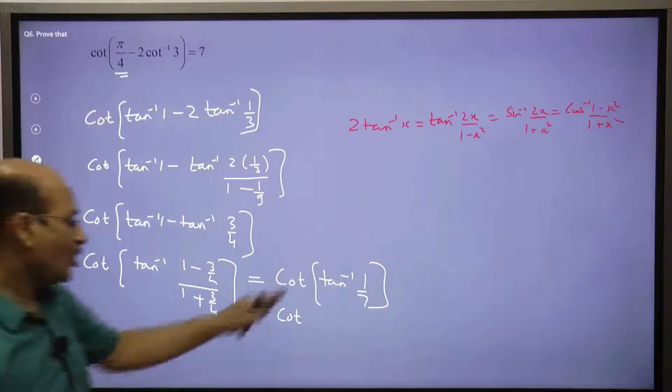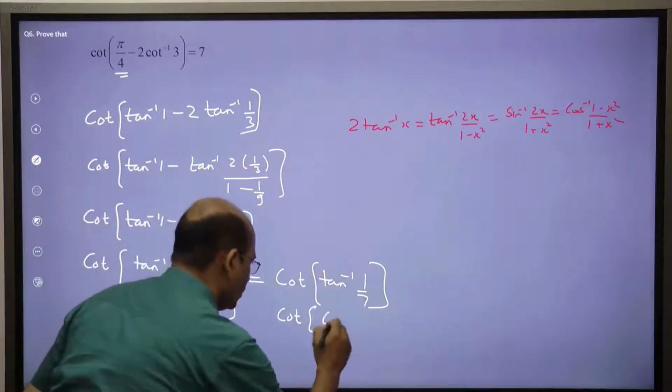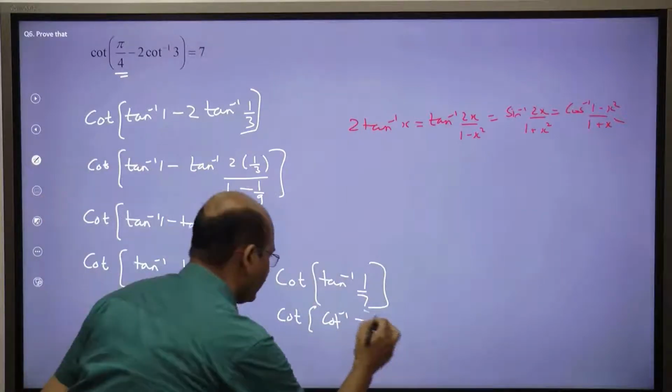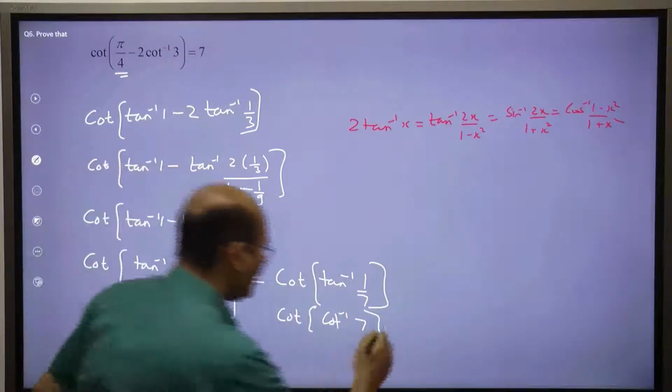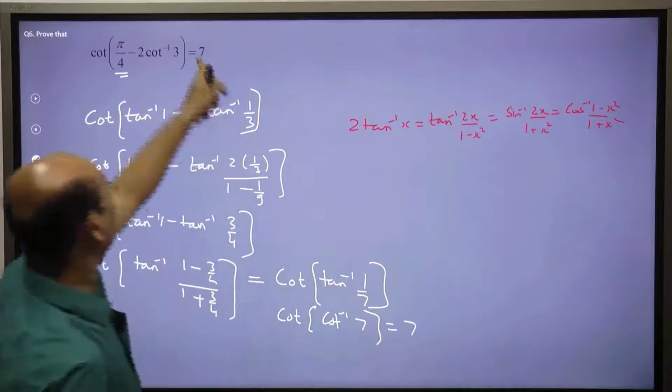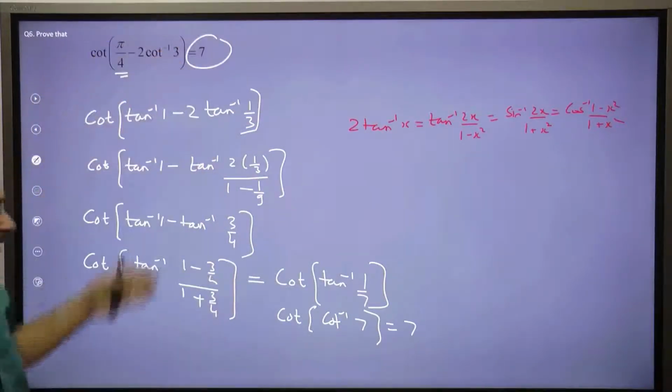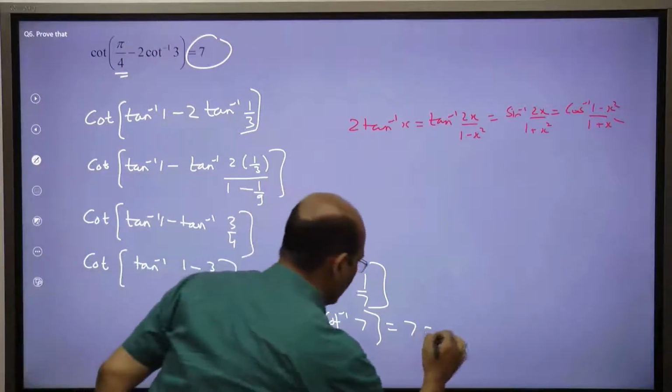So now what happens? Cot of this will become cot inverse 7, because tan inverse 1 by x is cot inverse x, reverse of each other. So cot of cot inverse becomes compatible, and that is nothing but 7. That was exactly what they are asking us to prove. That is, the complete LHS is equal to 7. I proved it is equal to 7, which is equal to RHS.